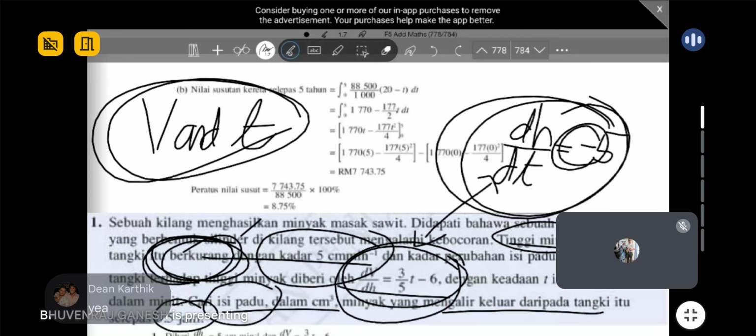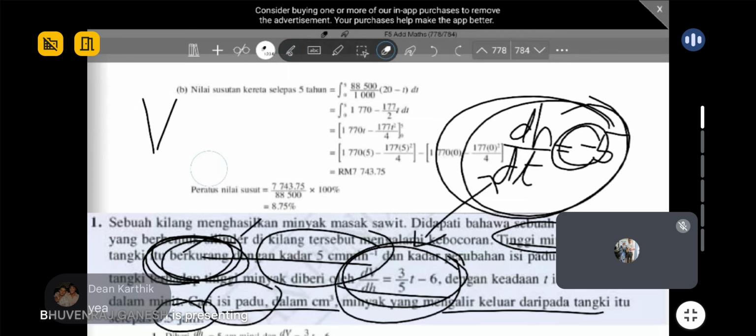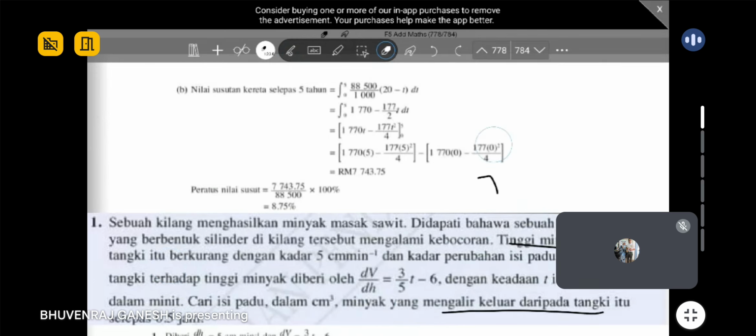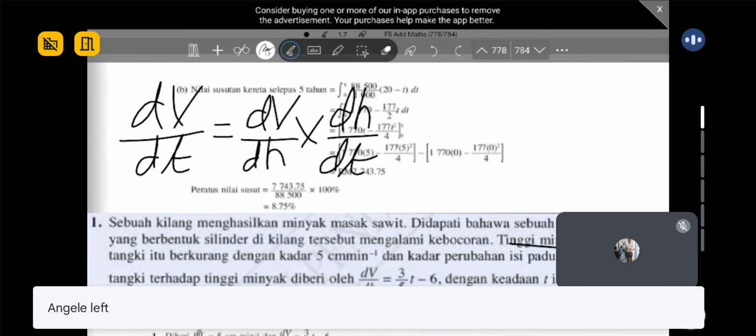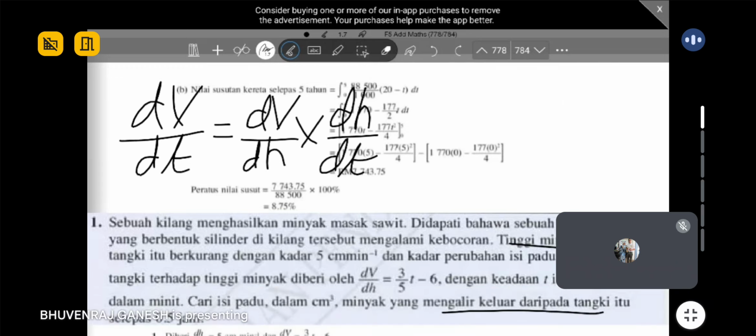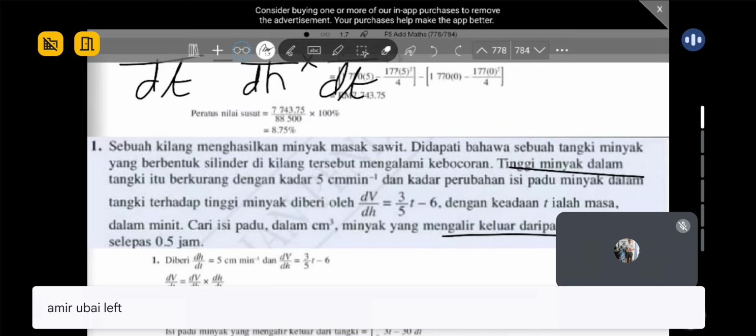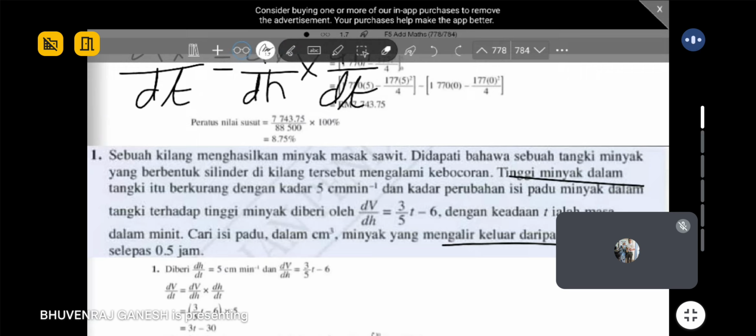So how do you connect? You use the chain rule. Am I right? Petua rantai. So you must know how to construct the chain rule. So chain rule, dV over dt equal to dV over dH times dH over dt. Am I right? So this is your chain rule, petua rantai. So gantikan sahaja. Just substitute all your values. Okay, then you count the answer. So if you count and see, you should get this answer: 3t minus 30 after you expand everything. Okay.